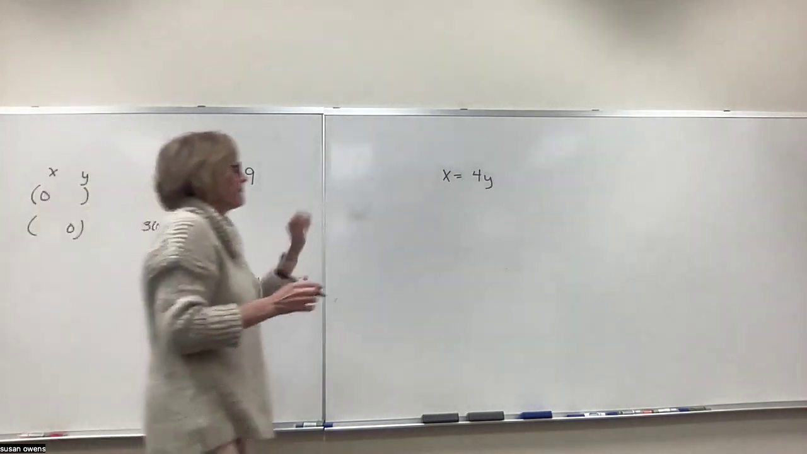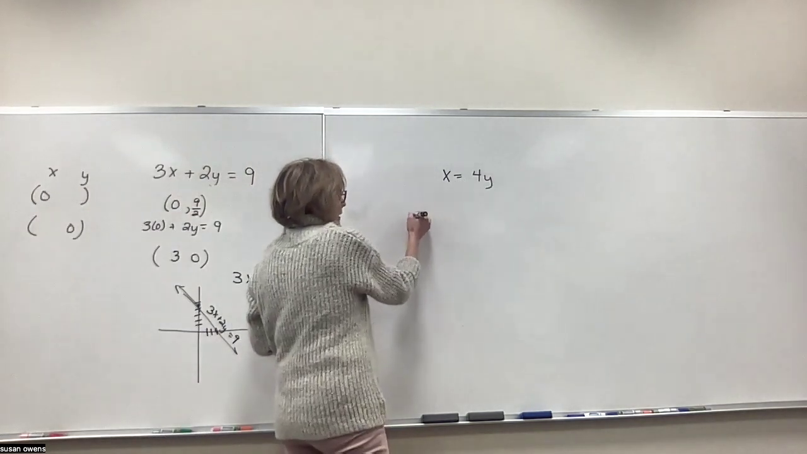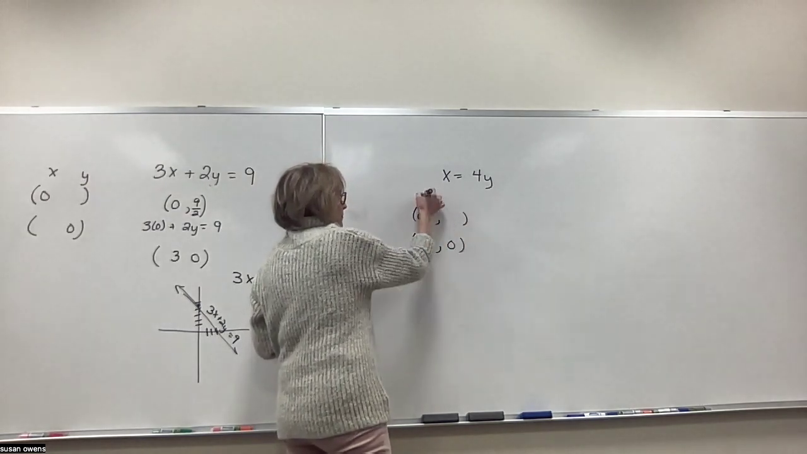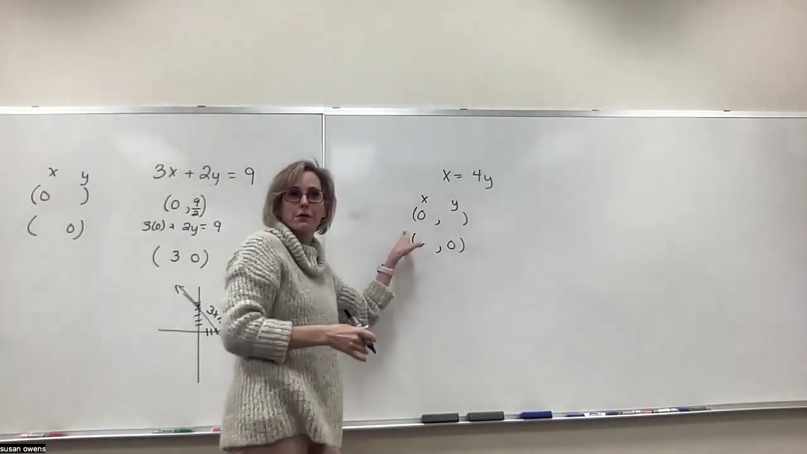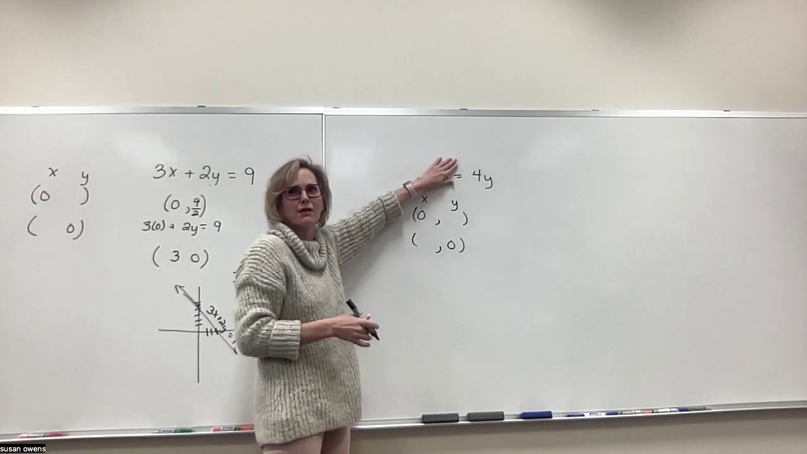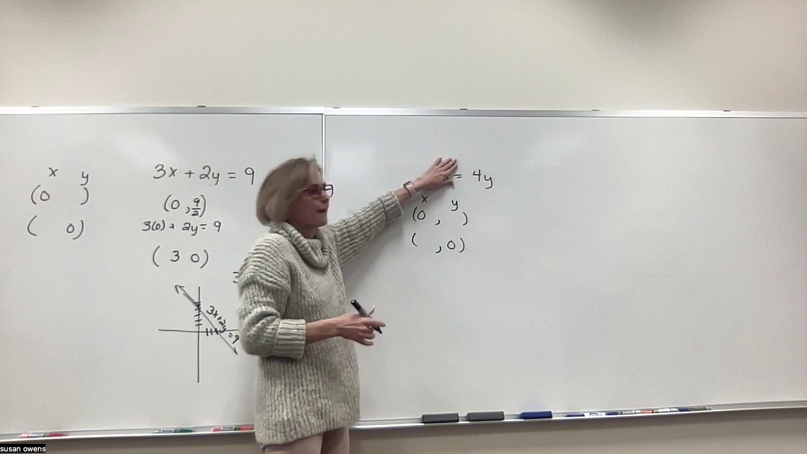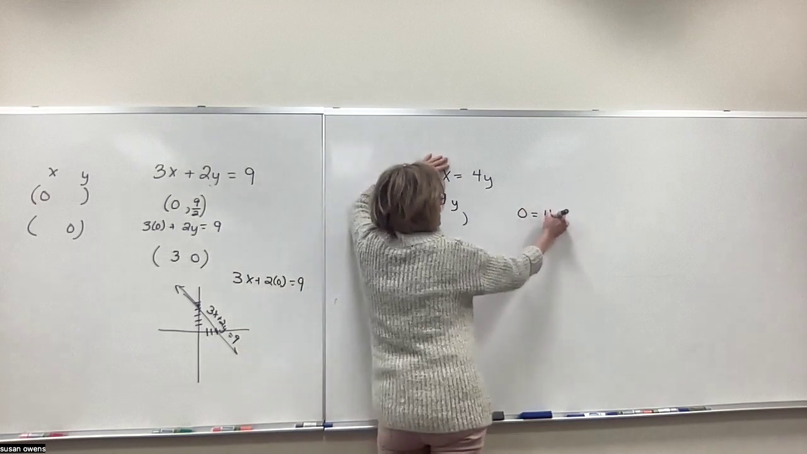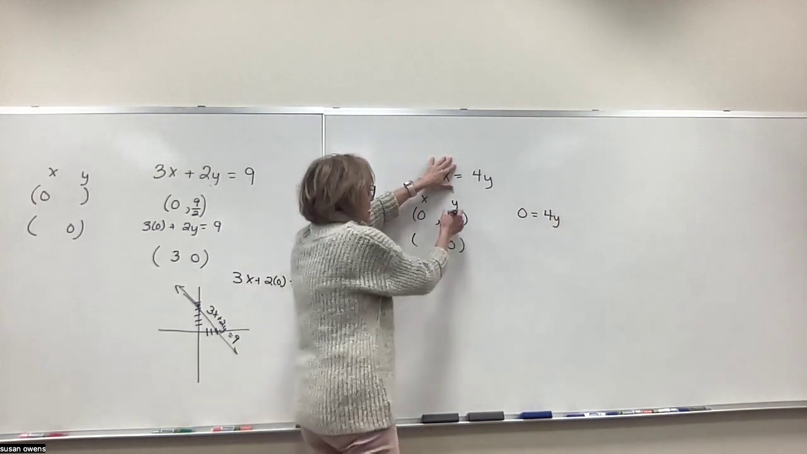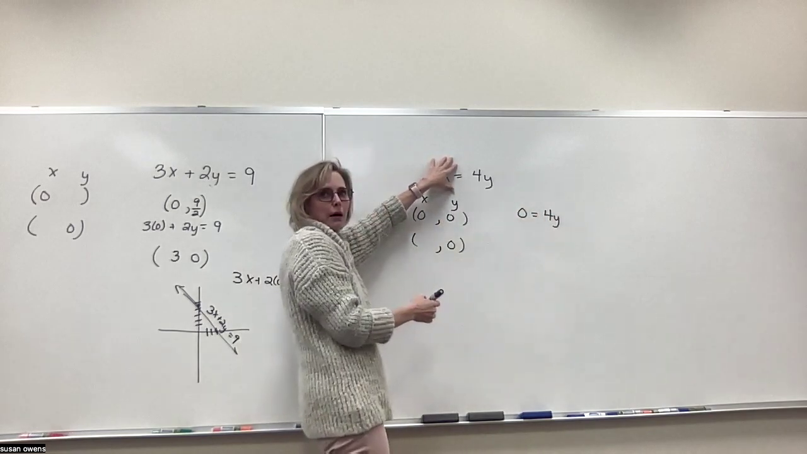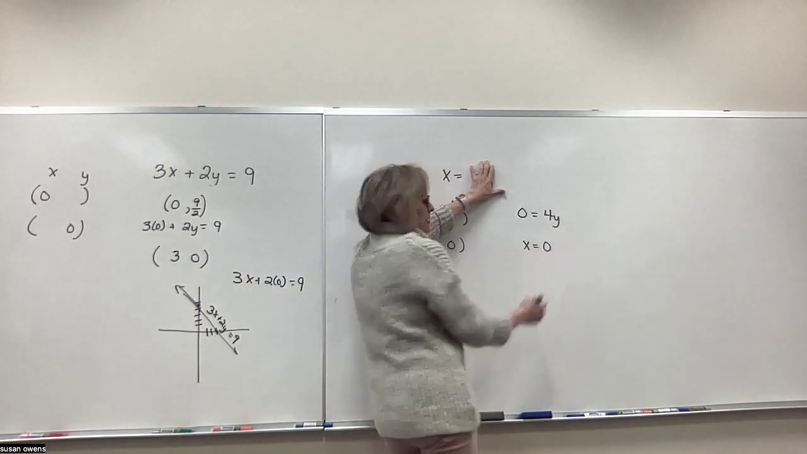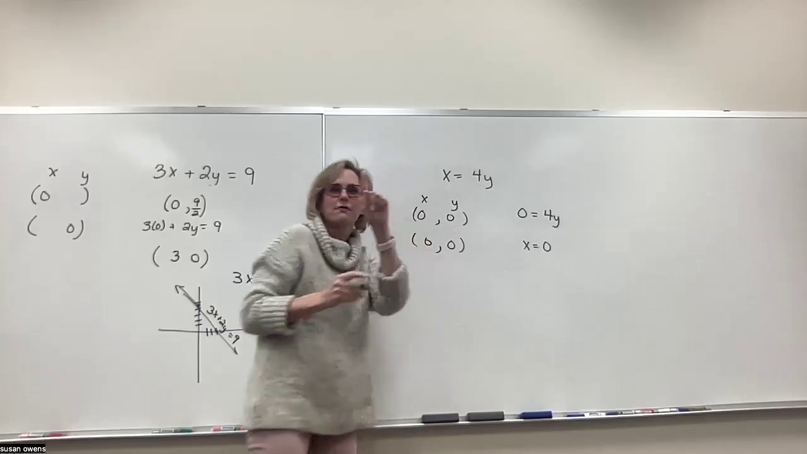Again, like I said, we're going to have a 0 for x. I'm going to have a 0 for y. In the first one, when I cover up the x, I get 4y equals 0. So what is y? So I have 0 equals 4y. When you divide by 4, what do you get? 0. 0 divided by 4 is 0, right? When I cover up the y, I get x equals 0. That only gives me 1 point.